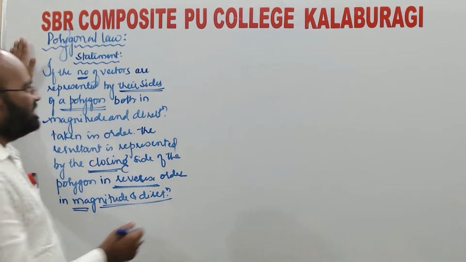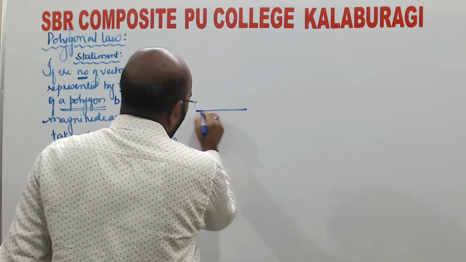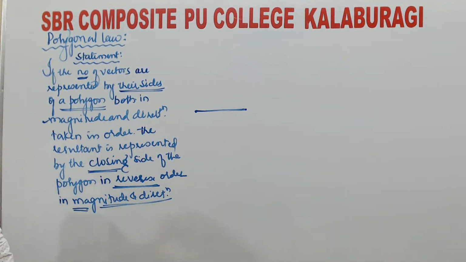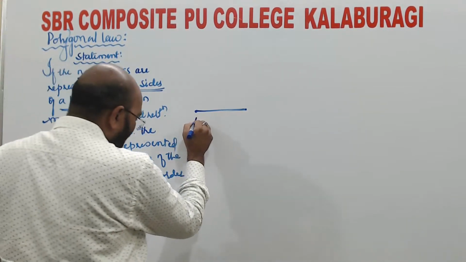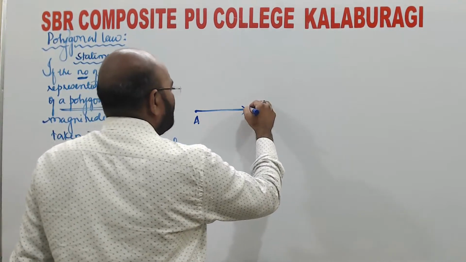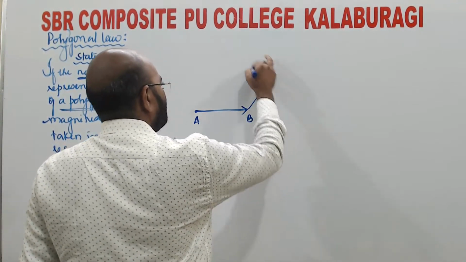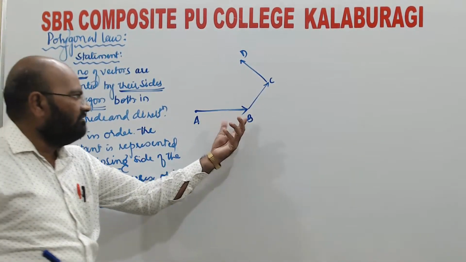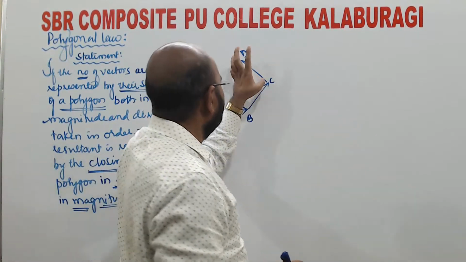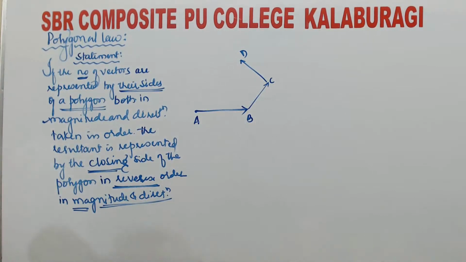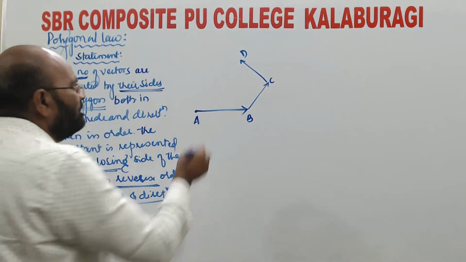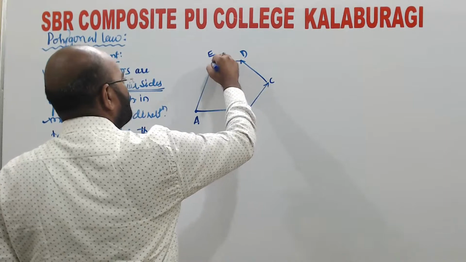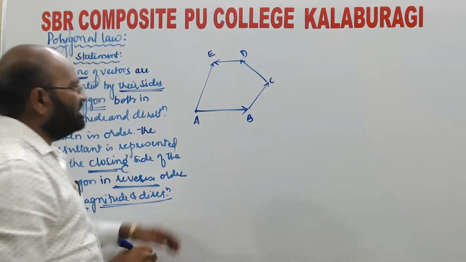Now we consider this is the first vector, taken from point A to B. We consider there are a few vectors. This is A and this is B. This is a vector. Then another vector, say this is C, and this is D. The first vector is taken in the same order to the second one, BC, and C to D is taken in the same direction. And now D to E will be taken as another vector. Each is represented by a side, and this will be the closing side, which is opposite to this.